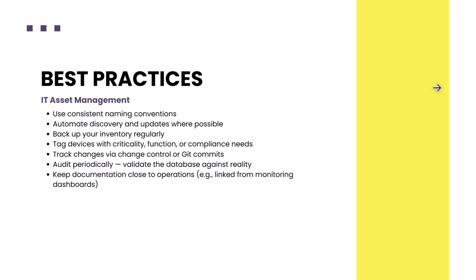Now, track changes via change control or commit statements, right? So you can track changes to when devices have changes or have some kind of modifications on them. You can use automation to make those changes within your IT asset management too.